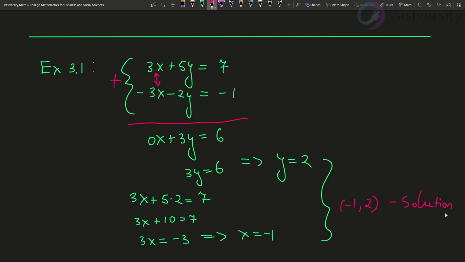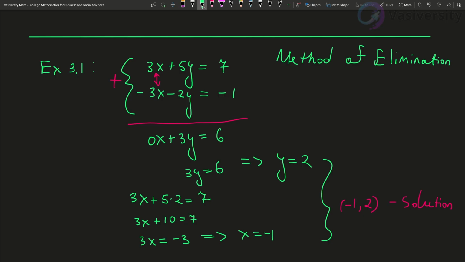So as you can see, without doing any kind of substitutions, we were able to solve by using elimination, right? This is called the method of elimination. So we are eliminating one of the variables that we do not like, or we want to just get rid of it because it's much easier to get rid of it.